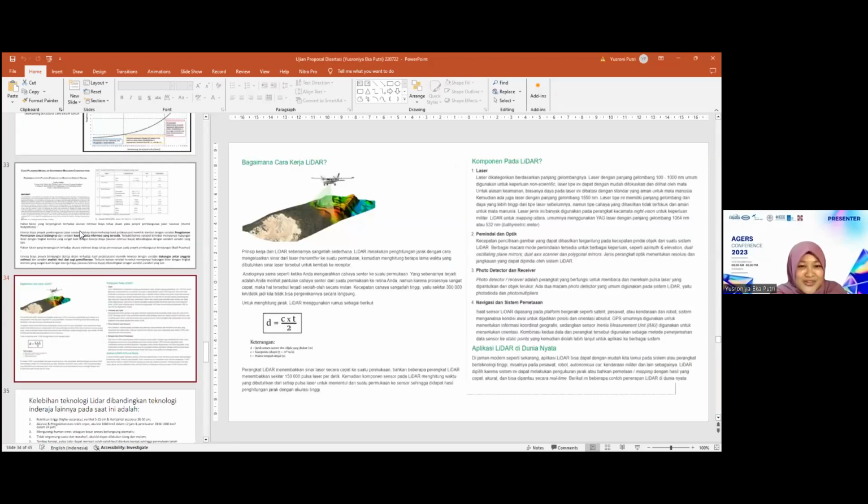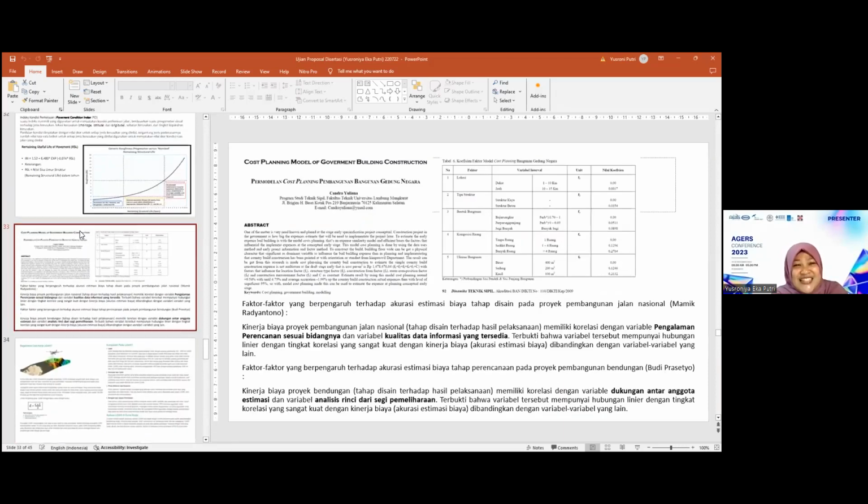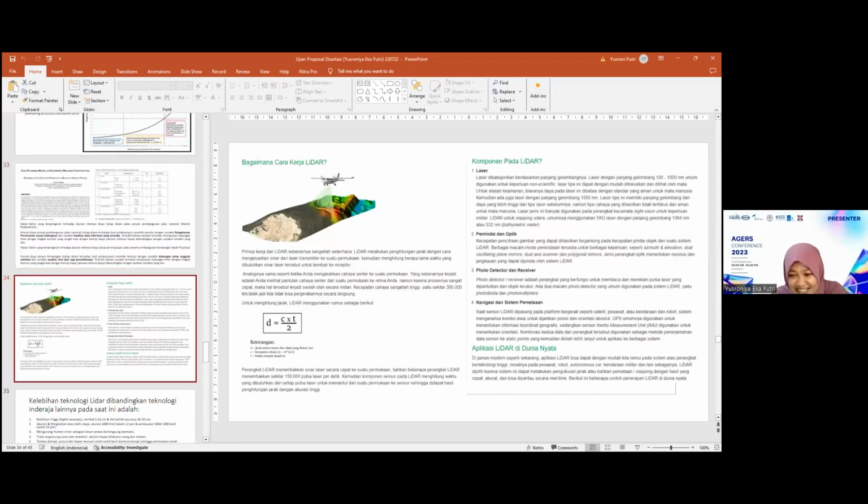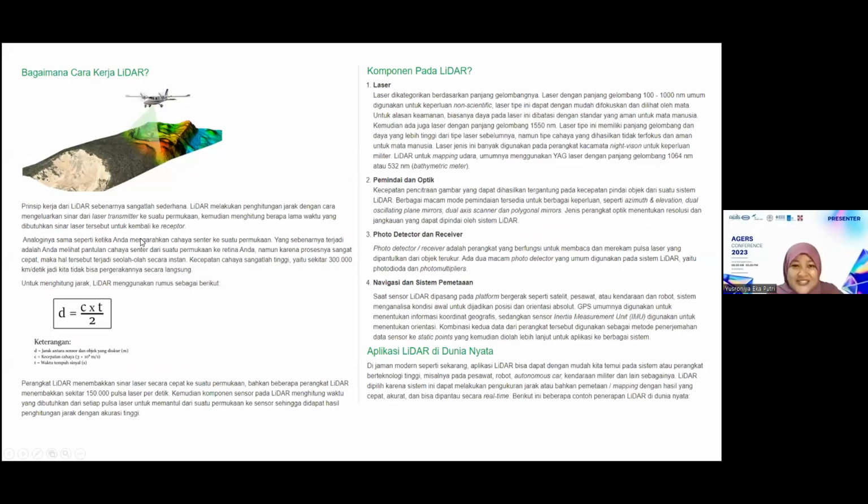I'm so sorry, this is in Indonesian. Oh, that's okay. Just show the figure and explain it in English. That will be very useful. Can you do that? I've tried. Okay, just use the figure and then you explain it in English.